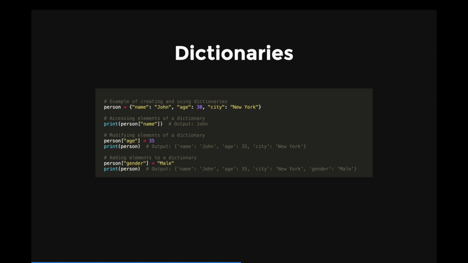Accessing elements, you can say from the person variable, give me the name and it will output John. I can say person age is 35 and it will update the age of this person from 30 to 35. And if you output the person dictionary, you'll see that age has changed. You can say person gender equal to male. What it does is it will add one more variable inside the dictionary and assign the key as gender and value as male. And if you output it, you'll probably see it added at the end of it.